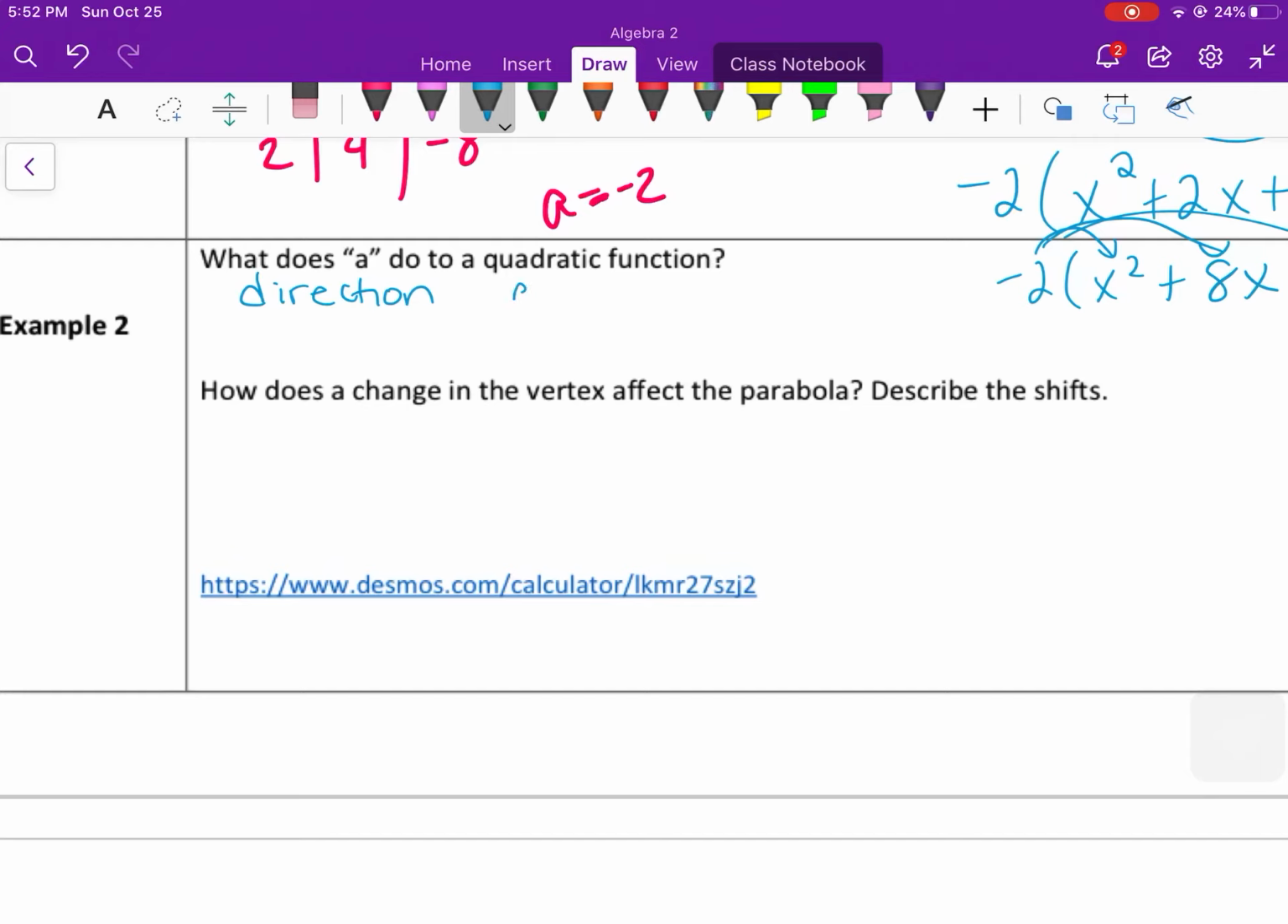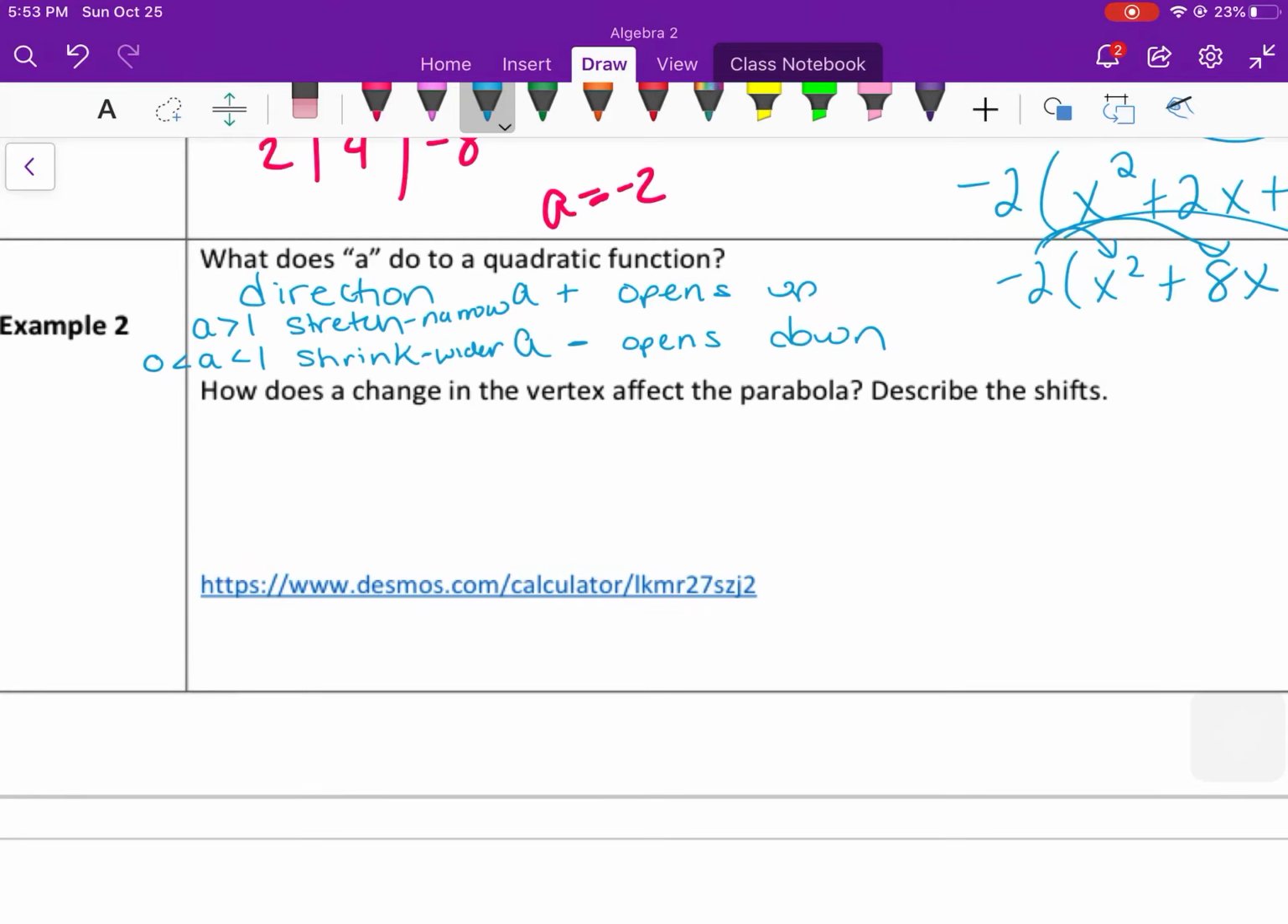So if a is positive, it opens up. And if a is negative, it opens down. And then it also, if it's greater than 1, it's a vertical stretch. And if it's between 0 and 1, so less than 1 but greater than 0, then it's a vertical shrink, which means a stretch means it's going to be more narrow, and a shrink means it's going to be wider.